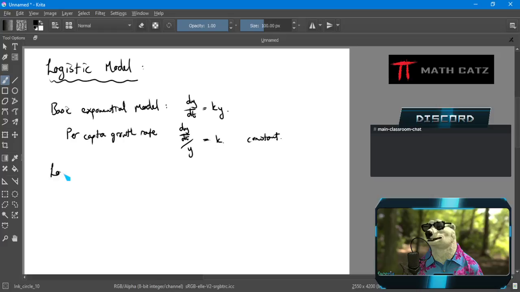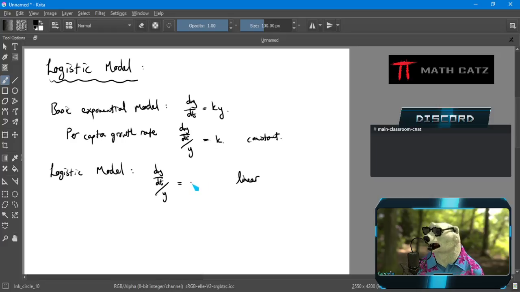So our logistic model, one way of looking at it is to say that let's step up the per capita growth rate one step more general and make it linear. So we could call this now linear in y. So m slope y plus b. Think of your y equals mx plus b, but now y is the variable in that linear function for the right-hand side.